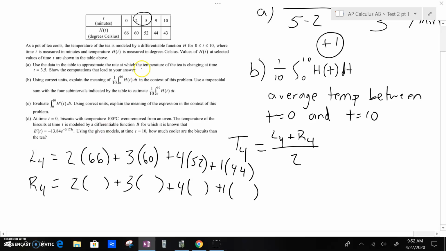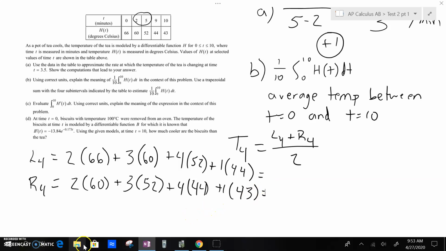And then we're just going to use the other side. So instead of using 66, I'm going to use 60. Instead of using 60, I'm going to use 52. Instead of using 52, I'm going to use 44. And instead of using 44, I'm going to use 43. So then we need to pop these into a calculator and compute them. So we're going to do 2 times 66, 3 times 60, 4 times 52, 1 times 44. And then we're going to do the same thing with the right edge. Add those up and divide everything by 2. And again, this is a calculator problem, so we have the ability to add these two up and divide by 2.